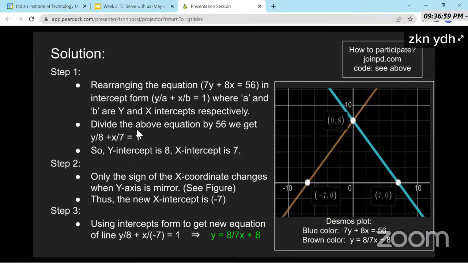Sir, one doubt on this question. You said this is a mirror, so can I assume the slope will be perpendicular for these two lines? Is that assumption correct or wrong, sir? No, that's not correct. In this particular case, using these numbers, it is perpendicular, but it need not be so all the time.